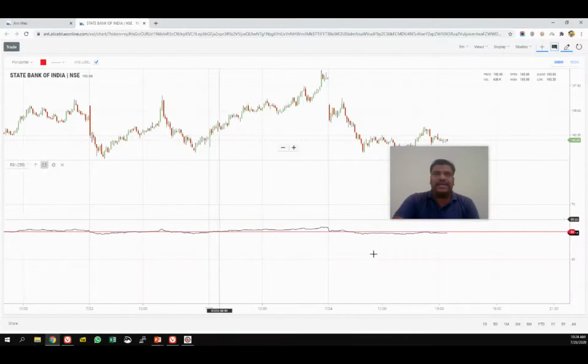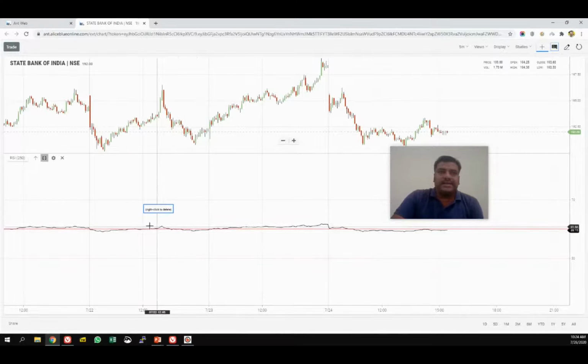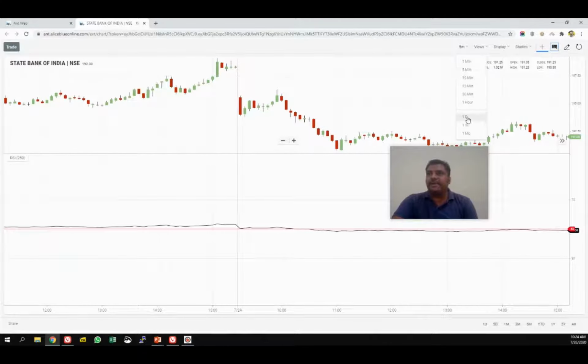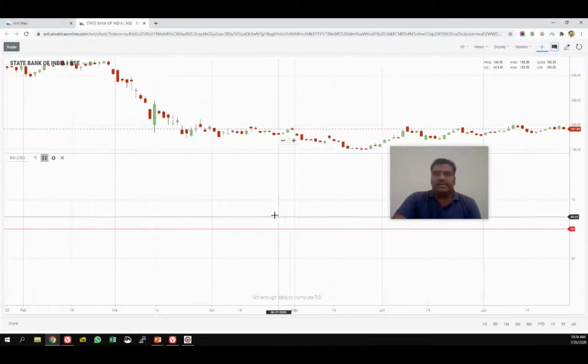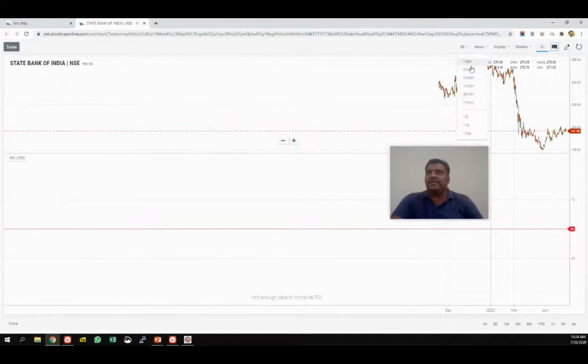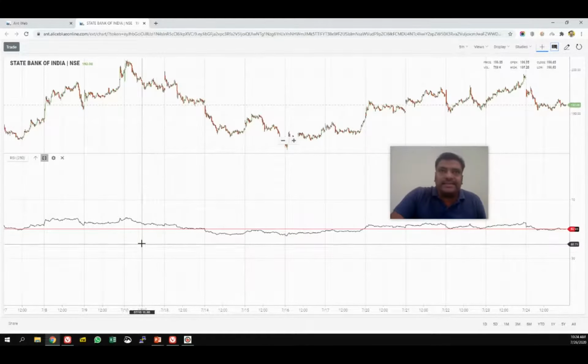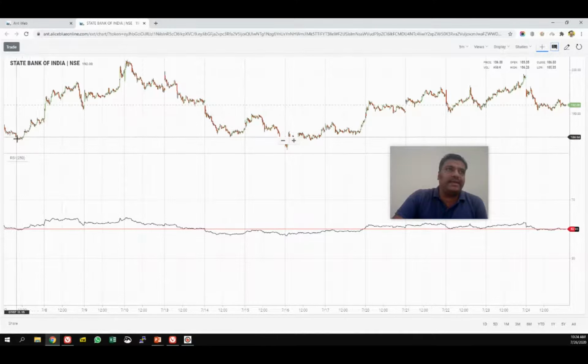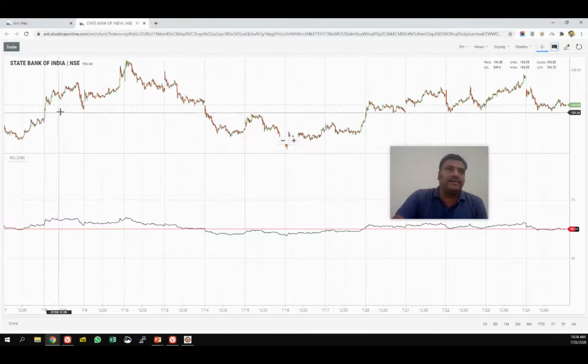Okay. You see here, there are times when RSI is higher and there are times when RSI is low. So I'll take up, say, a 1-day chart. Okay, I'm showing you an example here. See, when the price crosses and goes above this 50 line, it's a buy signal in the long run. So you have to enter here and you will get a good profit.